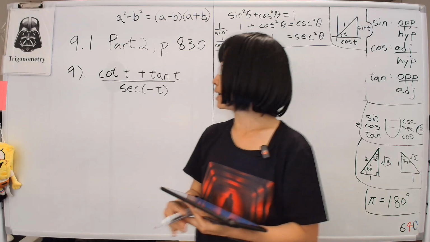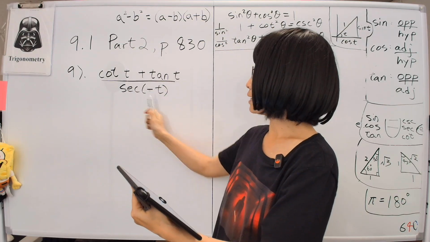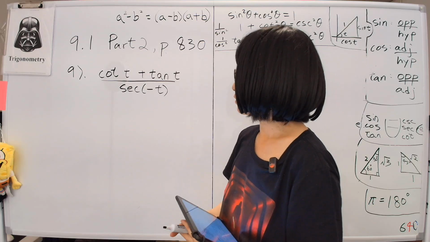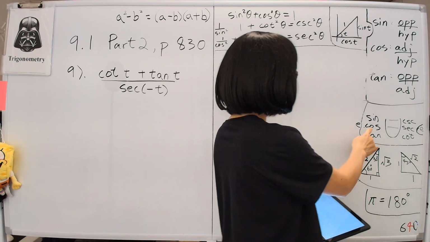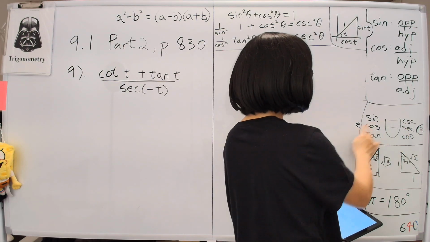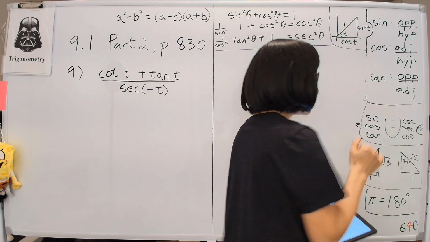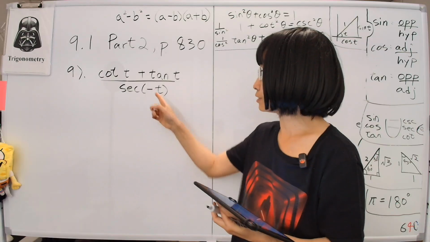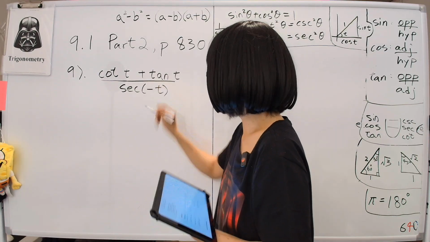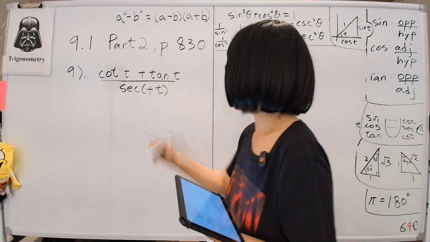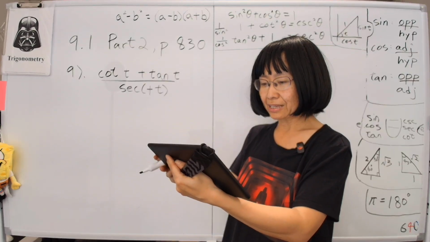So problem 9, we have cotangent t plus tangent t divided by secant minus t. Now the first thing we remember, seeing the negative t here, is that cosine and secant are the only even functions in the bunch. Even function means that you can throw the negative sign away like it's not there. So we'll just put a plus there. It's no different than the other t's, and we can get rid of that.